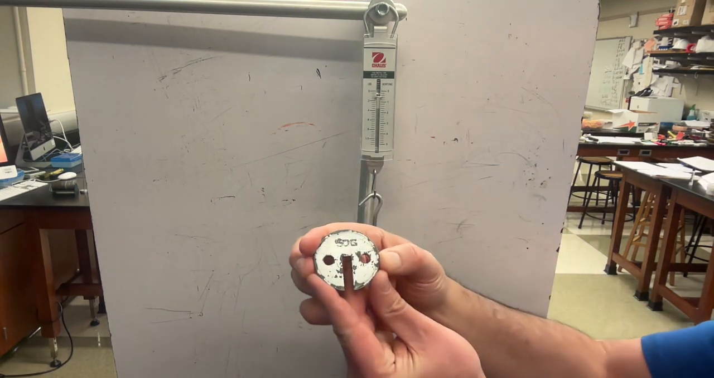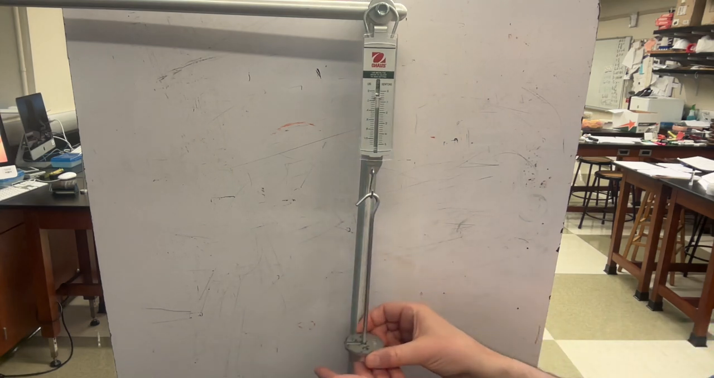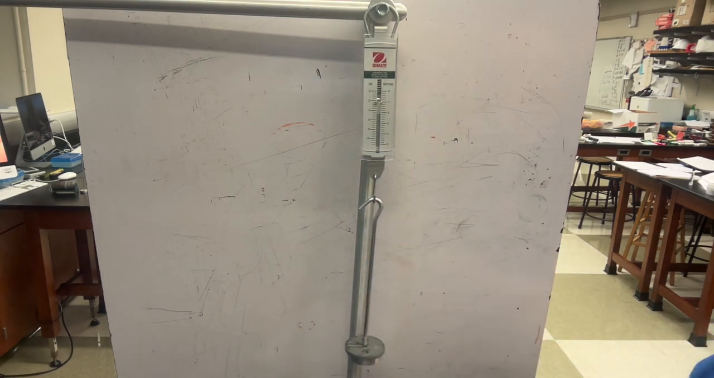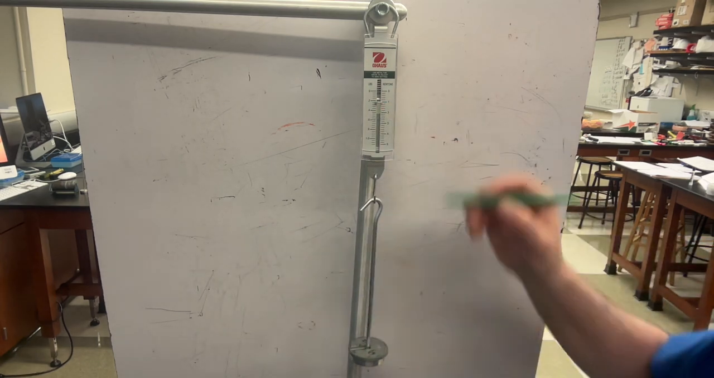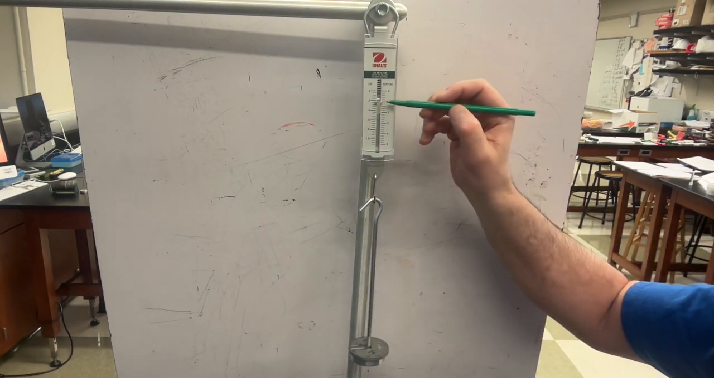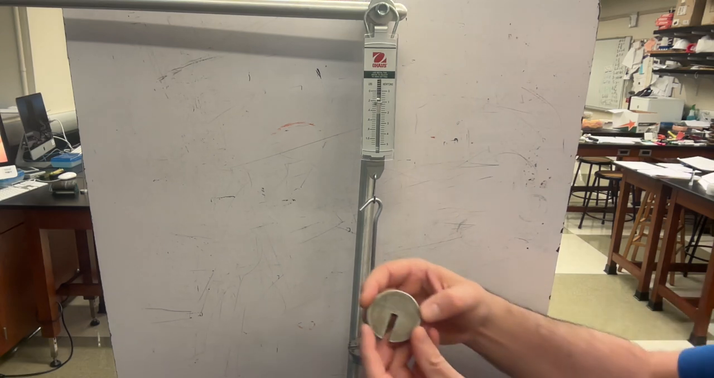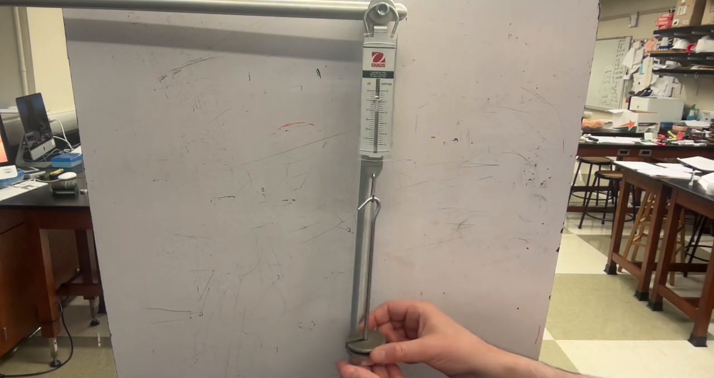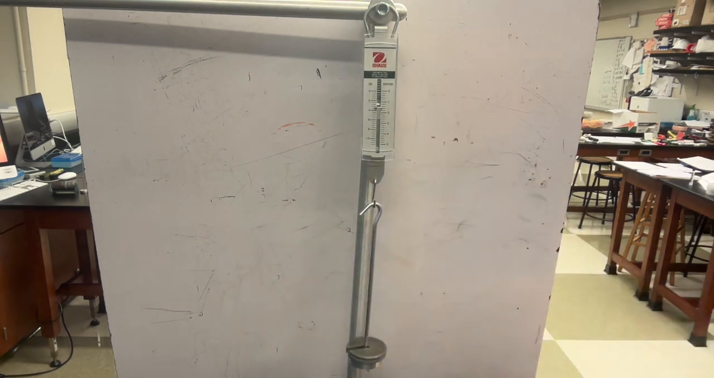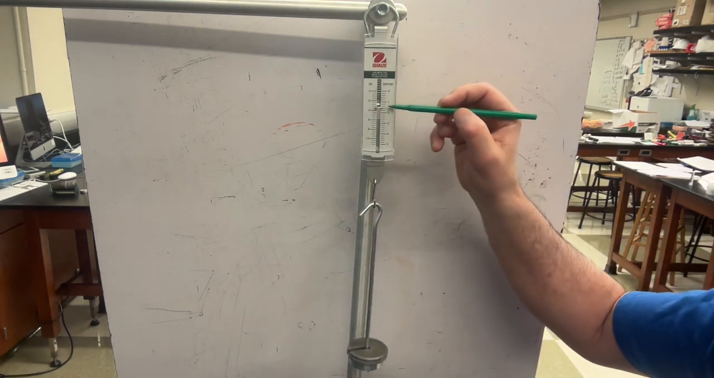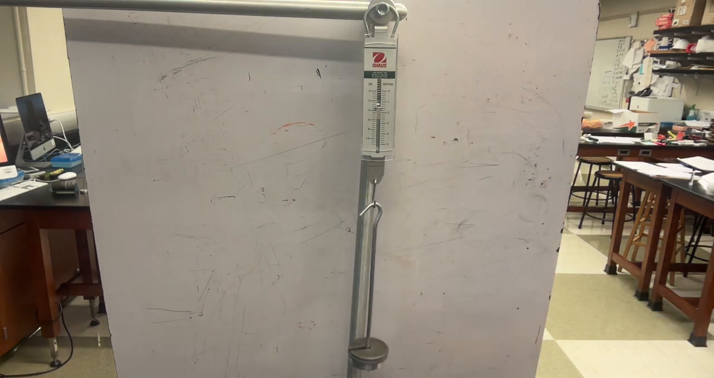Now we're going to add a 50-gram mass to our hanger, which makes the total mass of our hanger 100 grams. Looking up here, it looks like the top of the bar is just at 1 newton, maybe a hint above. We'll say it's 1 newton at this time. We'll now add an additional 50-gram mass to the hanger. We now will have 150 grams on our hanger. It's again between 1.4 and 1.6, but it definitely looks a little closer to 1.4. So maybe we can record 1.45 newtons.